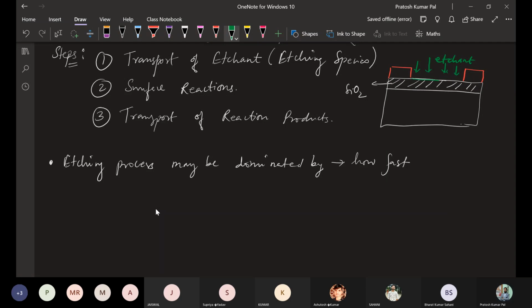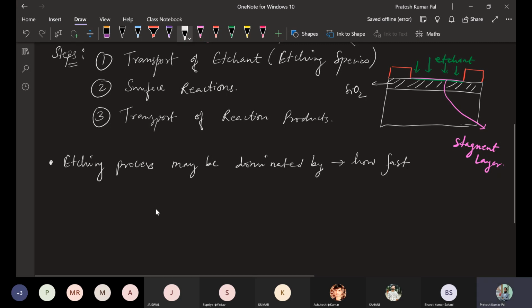Okay, so this will be reacting with this layer, the first layer. That first layer is considered the stagnant layer. We can call this first layer the stagnant layer, that is not moving, a stable layer we can call it. So this etchant will be reacting with the stagnant layer.